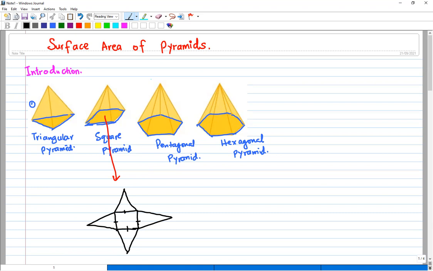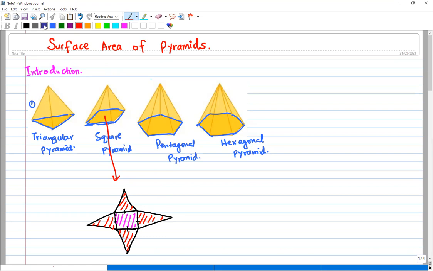Now, if we need to find the total surface area, it means that we are going to find the area of each face that you can see here. We find the area of this square, and we know that the area of a square is side times side. Then after that, we find the area of each triangle. Then we add all the areas.